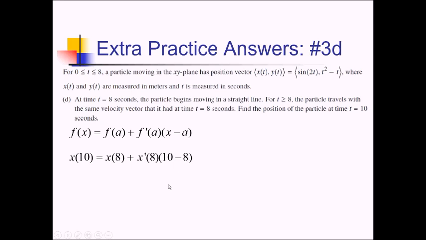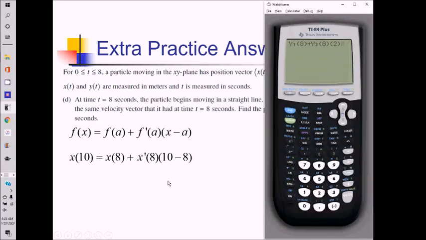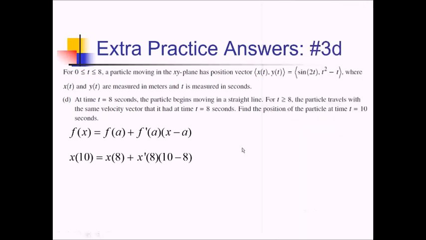So let's use the calculator to see what that is. So here's the setup on the calculator. X of 8 is just y1 of 8, because that's where I stored x of t in the very beginning of this problem. X prime, that was y3 on my calculator, and I'm plugging 8 into that as well. And I'll trust myself to be able to successfully do 10 minus 8 without the calculator's help. So let's see. Enter on that, about negative 4.119.